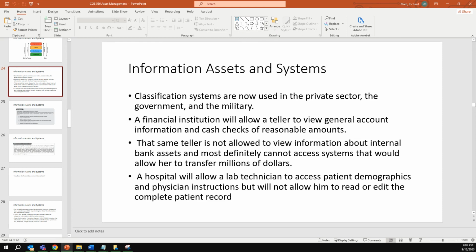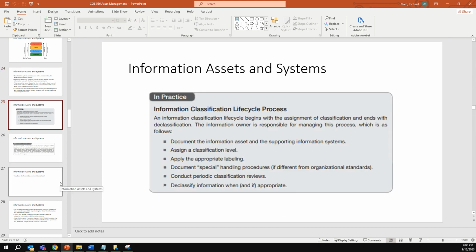A financial institution will allow a teller to view account information and cash a check for a reasonable amount. The same teller is not allowed to view information about internal bank assets, and most definitely cannot access a system that would allow her to transfer millions of dollars, and so forth. So they have these restrictions in place. A hospital will allow a lab technician to access patient demographics and physician instructions, but will not allow him or her to read or edit the complete patient record. That's a security measure that's built in.